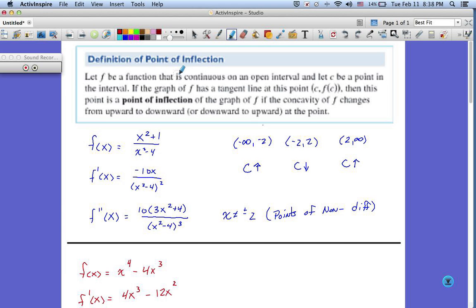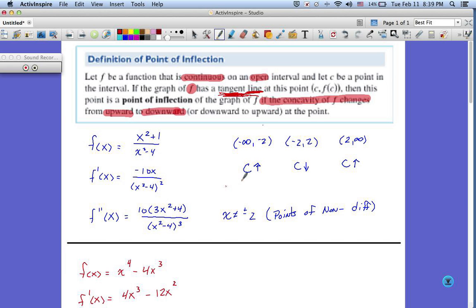Let f be a function that is continuous. Again, that's kind of like a recurring theme here, on the open interval. And let c be some point in that interval. If the graph of f has a tangent line at that point, where x equals c, if there's a tangent line there, then this is a point of inflection of the graph of f if the concavity changes from upward to downward, or vice versa, downward to upward. So, a couple key things there. The function must have a tangent line.